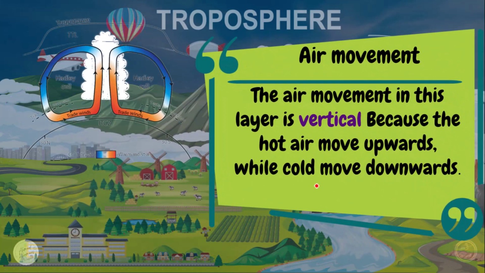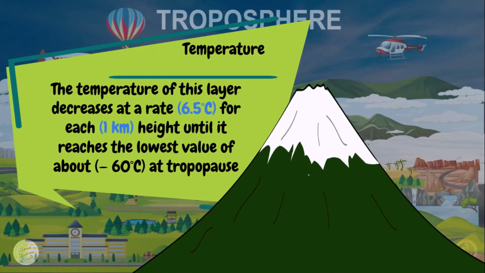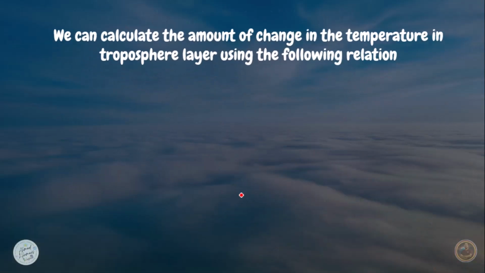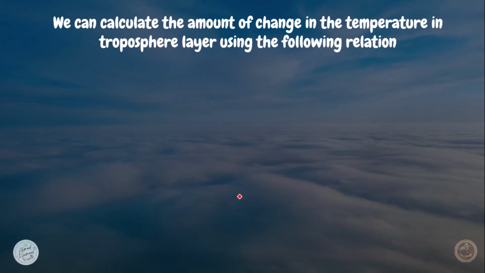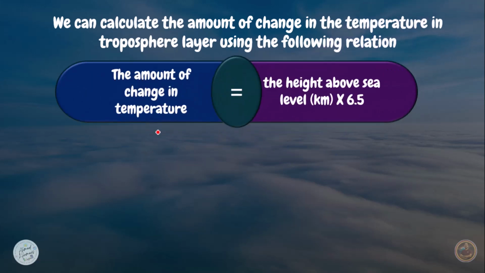And the air in the troposphere moves in vertical motion, as the hot air moves upward and the cold air moves downward. And the temperature in the troposphere layer decreases as we go up by 6.5 degrees Celsius for each 1 kilometer of height, until it reaches negative 60 at the top of the troposphere. So we can calculate the amount of change in temperature using the following relation. The amount of change in temperature equals the height above sea level multiplied by 6.5.